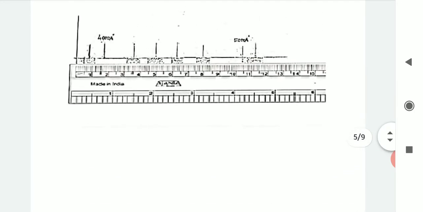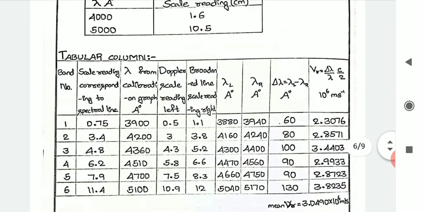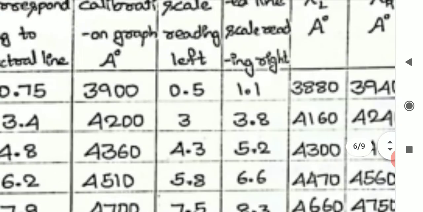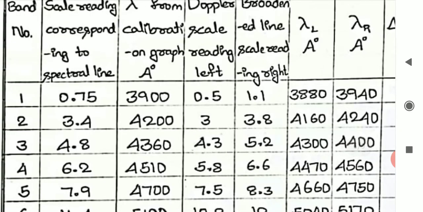For the 6 bands, you have to measure left and right reading corresponding to the same line here. From here: first band left, first band right, second band left, second band right, like that up to the 6th. That is the experimental part over. So now how to calculate the lambda from this value? How to calculate lambda from this 3900 and all?